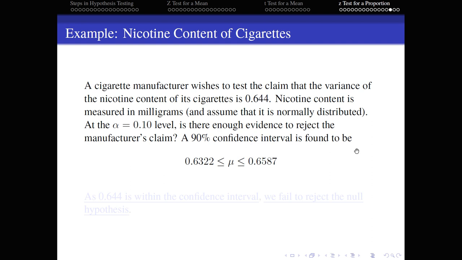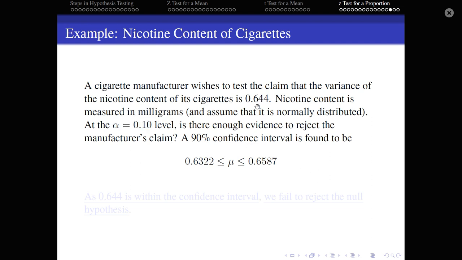Okay, coming back, we're looking to see if the nicotine content of its cigarettes is 0.644. It's measured in milligrams at the alpha equals 0.10 level. So the 90% confidence interval, now this is important. The confidence level indicates at what alpha level we tested the null hypothesis. So if I have a 90% confidence interval, I can test at alpha equals 0.10. If I have a 95% confidence interval, I can test at alpha equals 0.05. If I have a 99% confidence interval, I can test at alpha equals 0.01. So the confidence interval and alpha for the hypothesis test should match up.